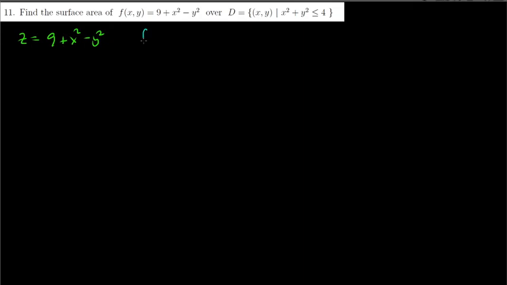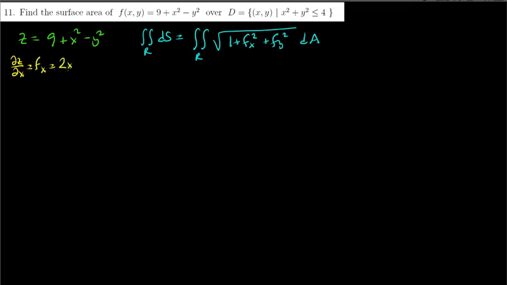In any event, surface area, if you remember, is going to be the integral of the square root of 1 plus the partial of f with respect to x squared plus the partial of f with respect to y squared dA. So we need the partial derivatives of this, right? So the fx is just going to be 2x, and the fy is going to be negative 2y, but when you square it, you're going to get positive 4y squared, right? So we'll get the limits of the integrals in just a second, but the integrand, the thing we're integrating, is 1 plus 4x squared plus 4y squared.